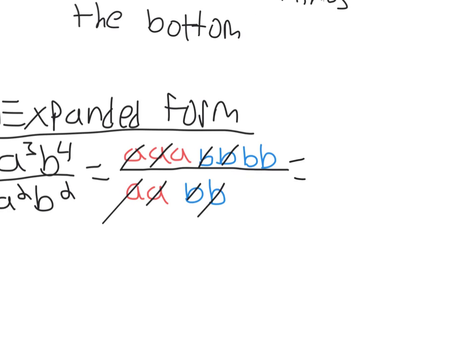Okay, how many a's do we have on the top? We have just 1 a, so that's going to be a to the first. And then how many b's do we have on the top? Well, that's going to be b to the second. B to the second. There we go.